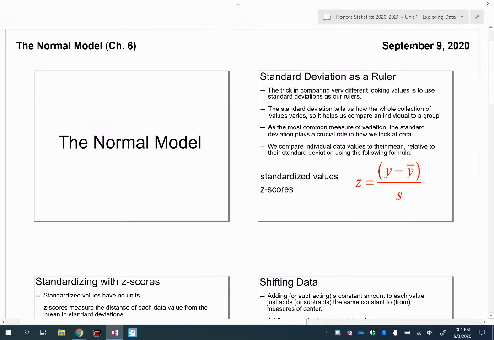This video is going to be the lecture notes that go with chapter 6 about the normal model. This is actually the last chapter for our first unit. So once we finish going through the material for chapter 6, we'll begin reviewing before our first test.